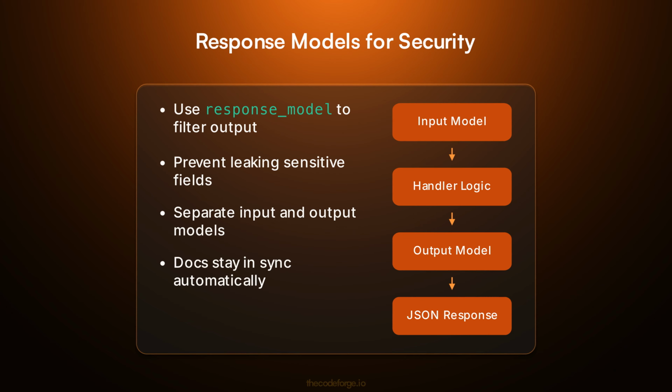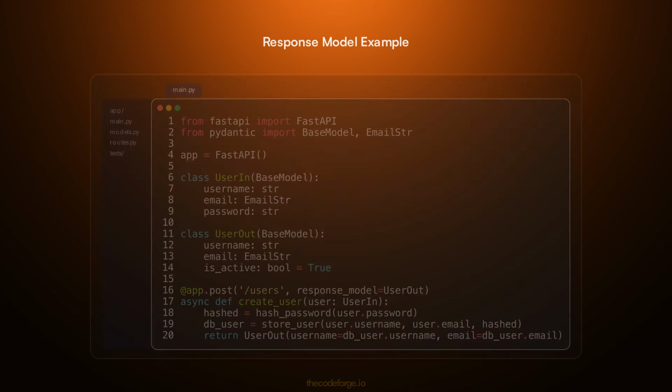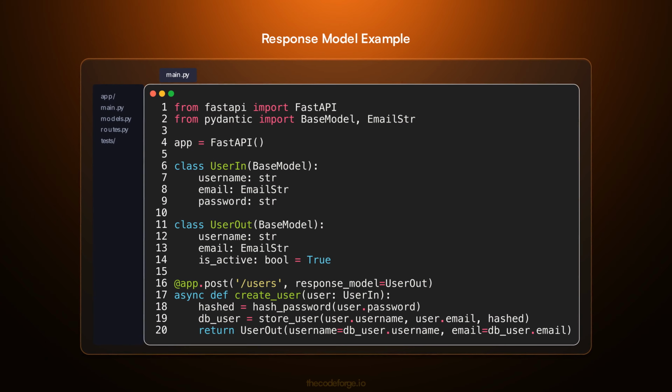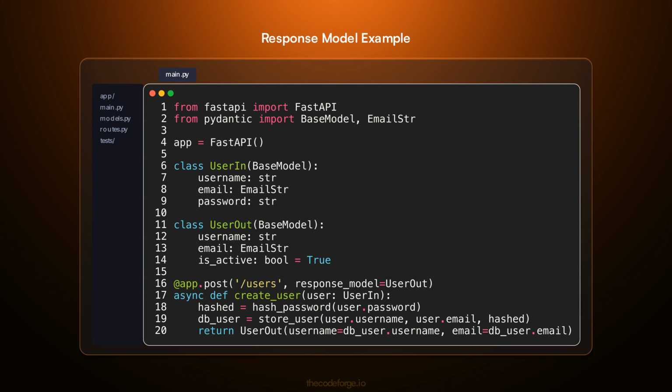FastAPI filters the output to match the response model. The endpoint returns a UserOut model, which excludes the password field. This prevents accidental data leaks.